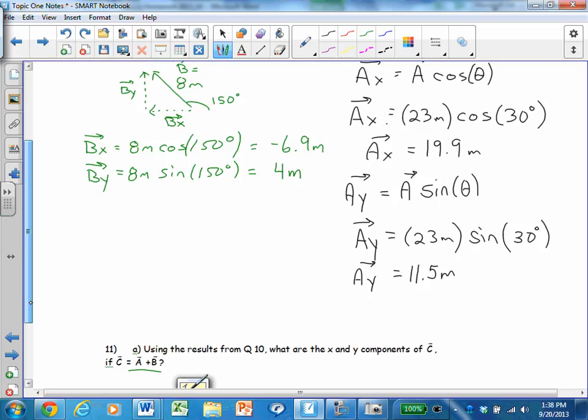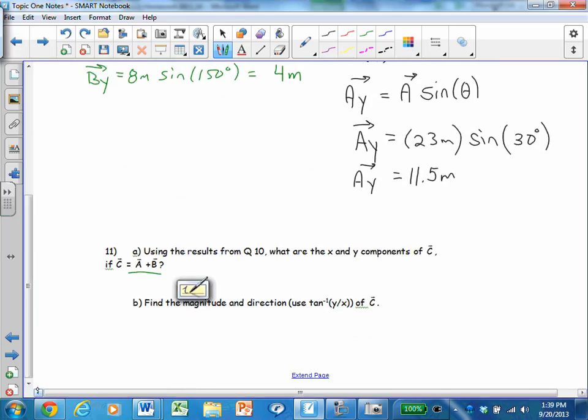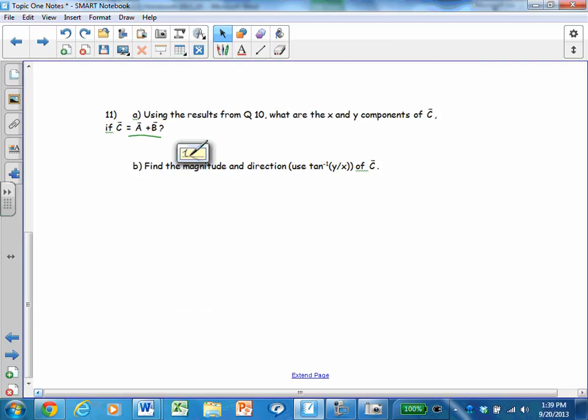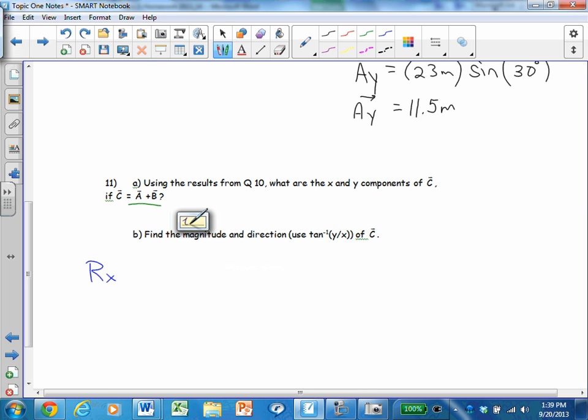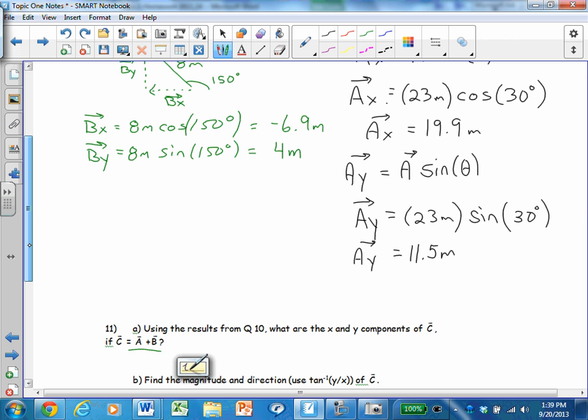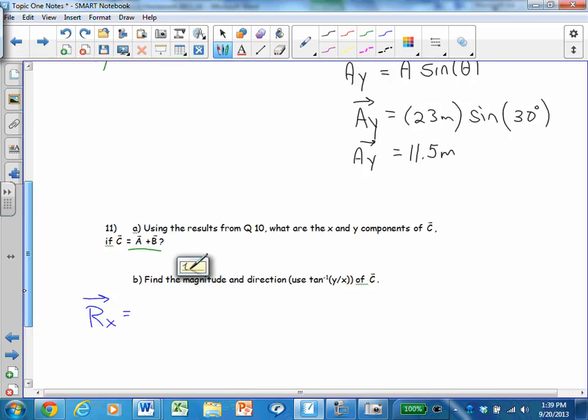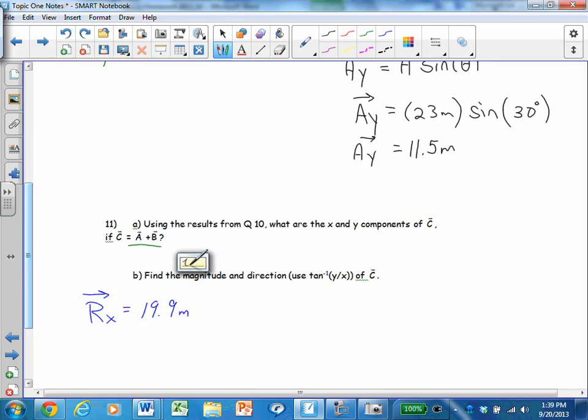Now, what would be the next result for finding the magnitude of C? I have the components, AX, AY. This is 11 on the next page. That should say question 10. We have to do what? Yeah, even before that, we're going to add up our X. Our X is 19.9 meters plus a minus 6.9 meters.